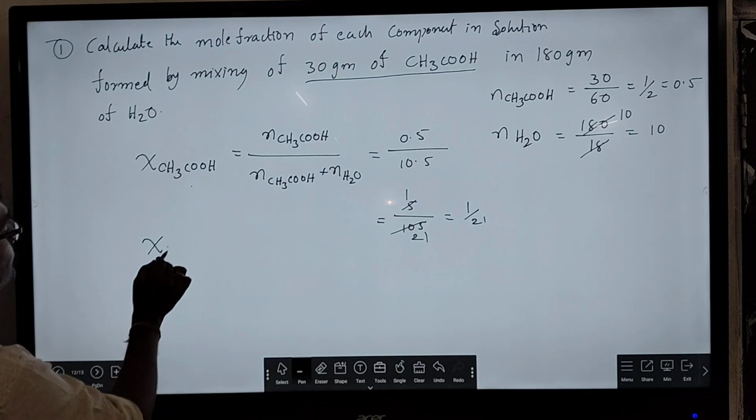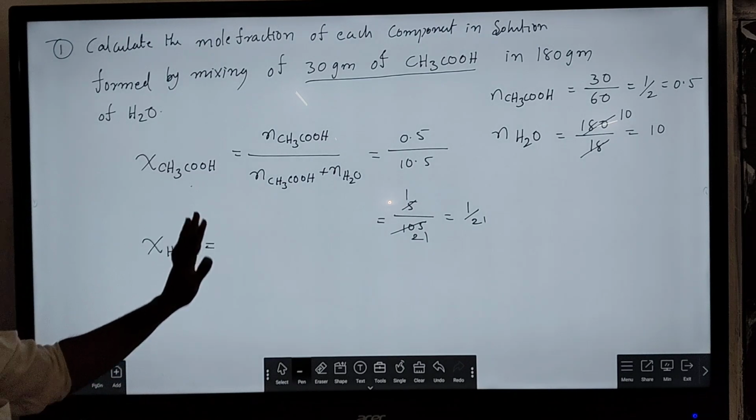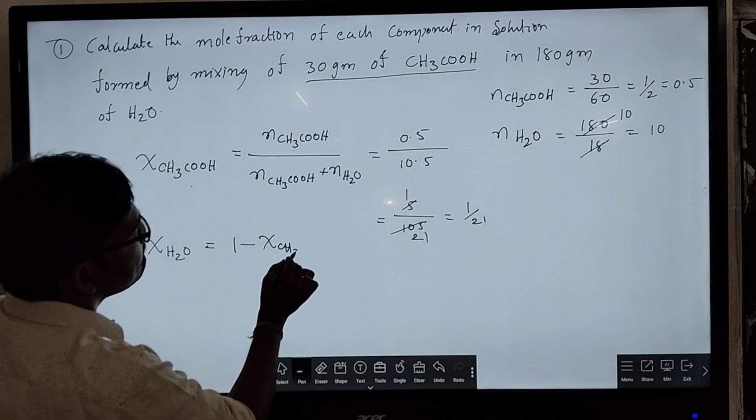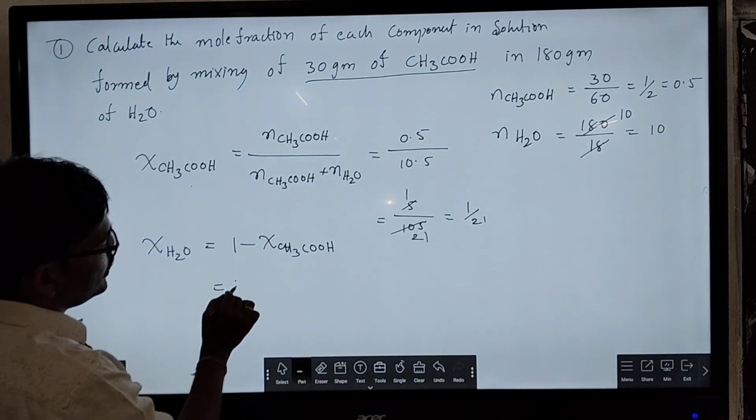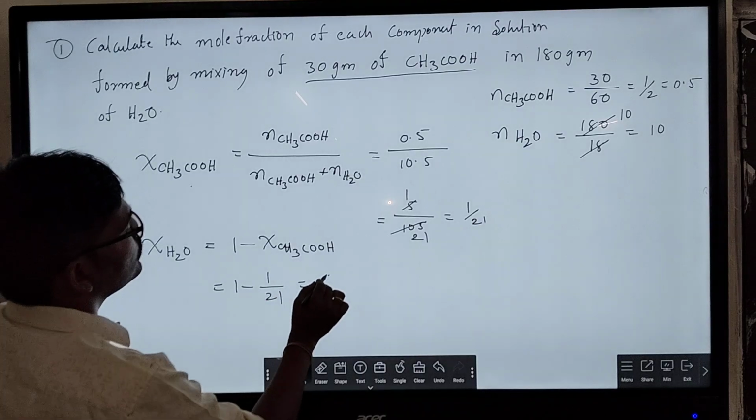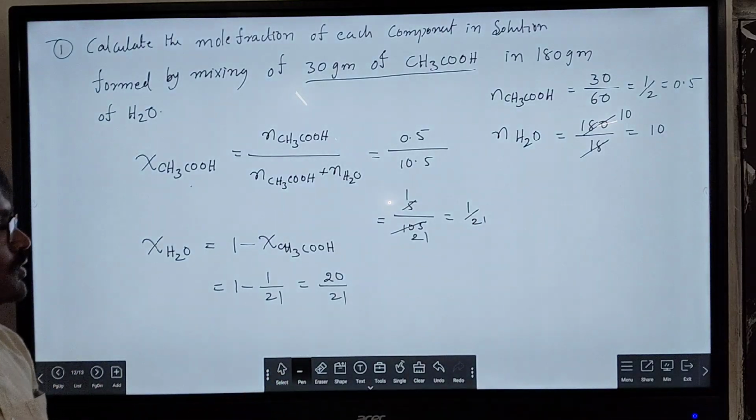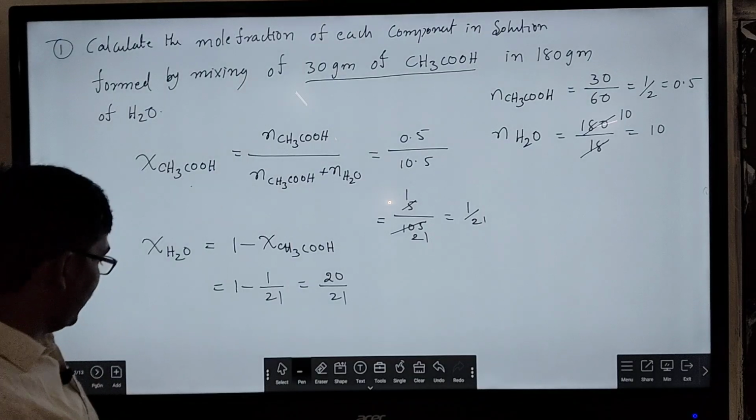Then the mole fraction of H2O, how can you find it easily? It is 1 minus the mole fraction of CH3COOH. 1 minus 1/21 is equal to 20 divided by 21. Understand, all of you? So the mole fractions of both components you have to find like this. Clear? Next one.